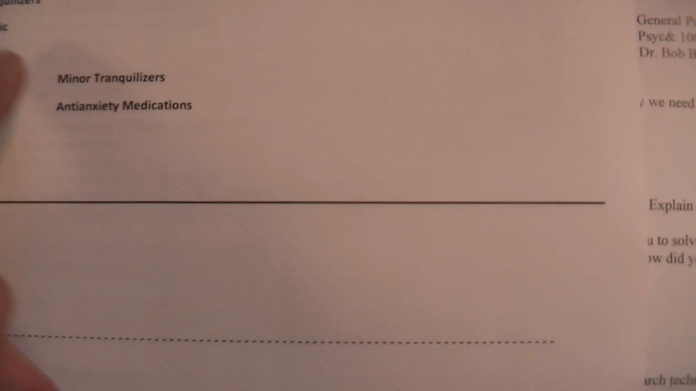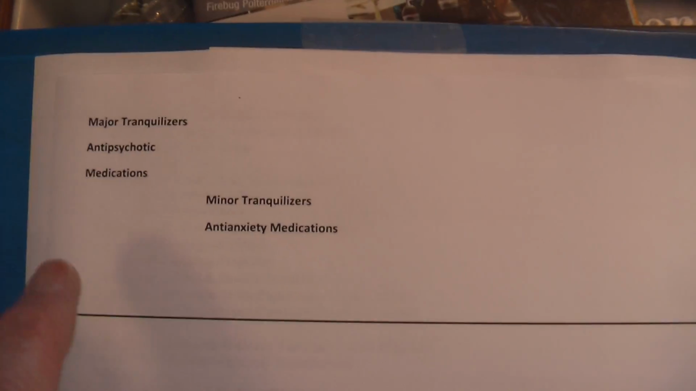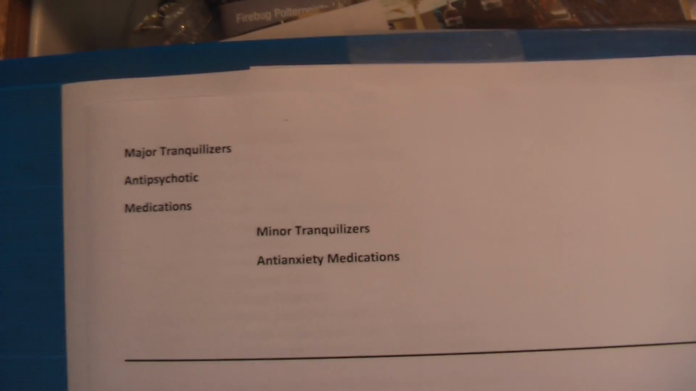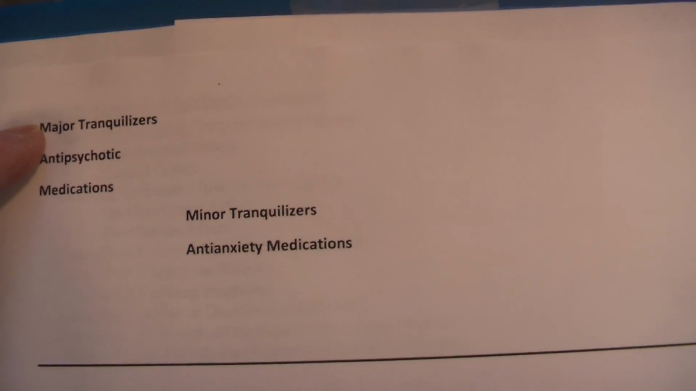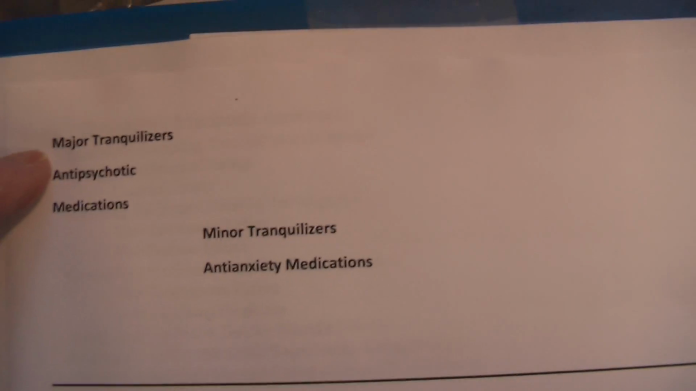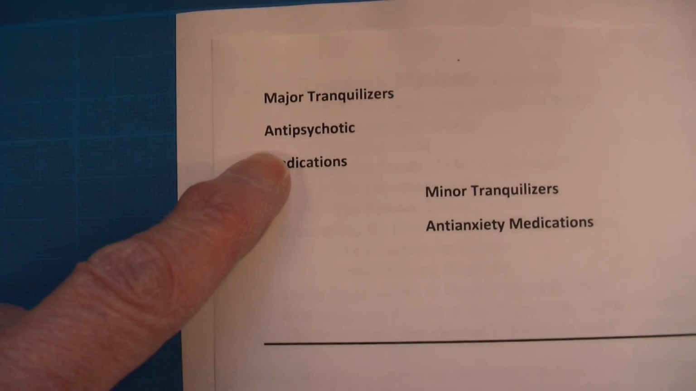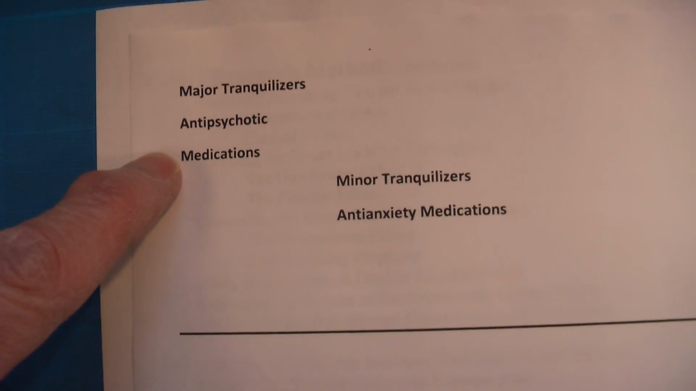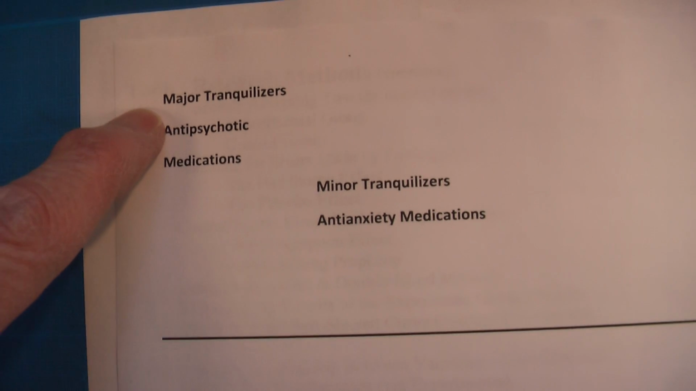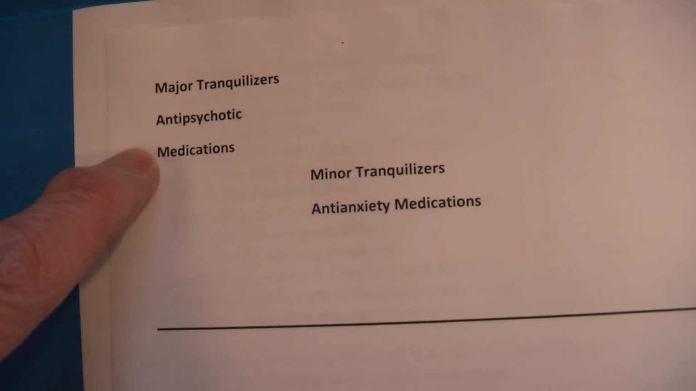Now, we're going to talk about 7 drug categories, and I'm going to draw some lines later on to show you how each of these are related. But first, you're going to write way up here in the upper left-hand corner, major tranquilizers. Got that? Also called antipsychotic medications. Same thing, major tranquilizers are also called antipsychotic medications.